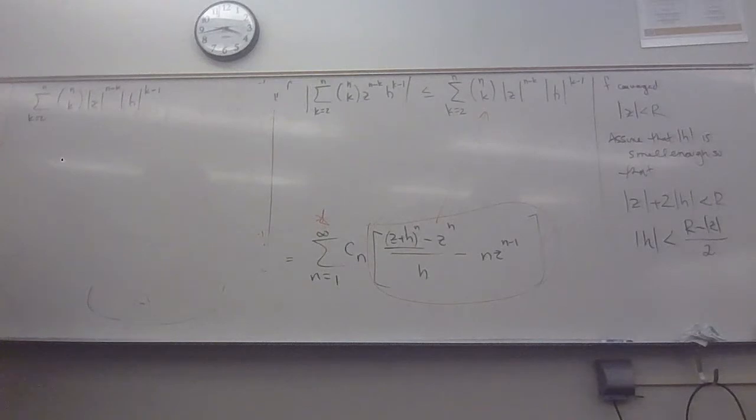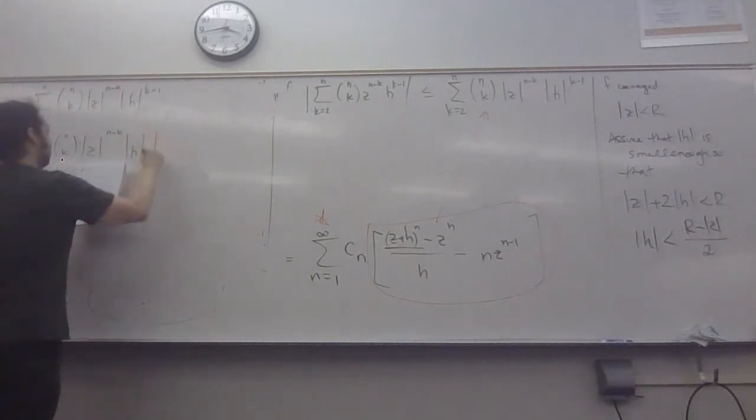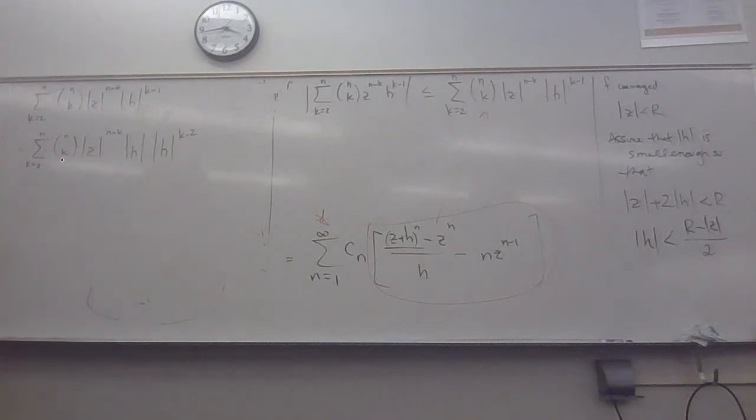Okay, so now what we're going to do is take this and split it into 2 convenient pieces. The sum from k equals 2 to n of n choose k, modulus of z to the n minus k, and then I'm going to sort this into a modulus of h and a modulus of h to the k minus 2. The reason I'm doing this is because ultimately I'm going to sort this back into a binomial expansion, right? I'm going to go the other direction with it. It looks artificial, but I promise we did that for a reason.